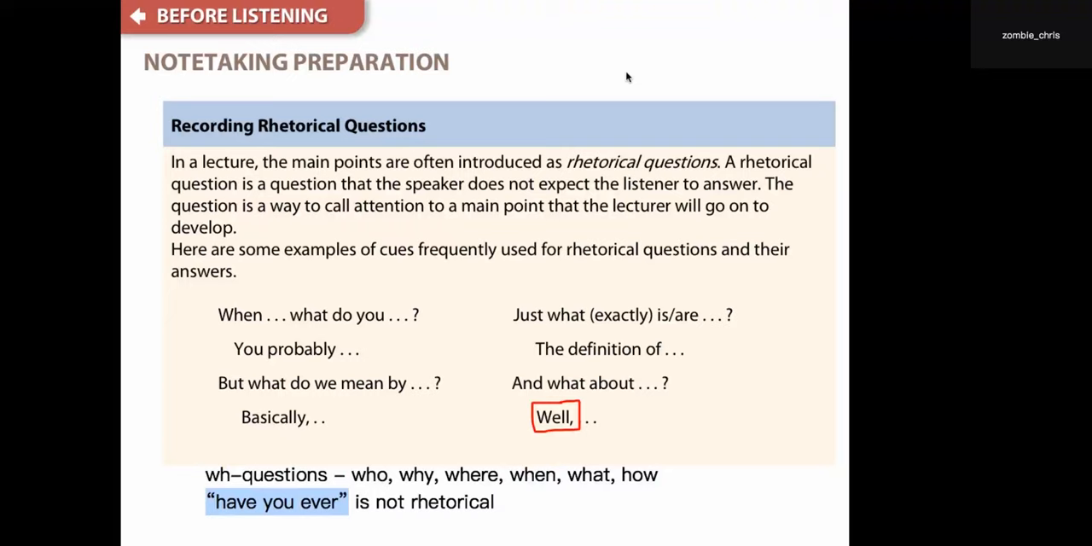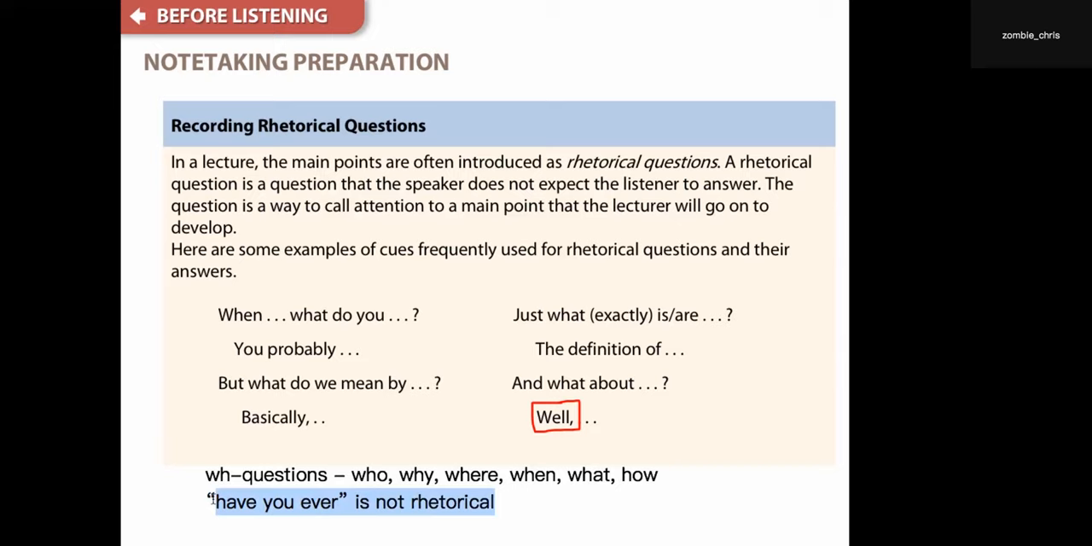I know that you're often tempted to use this in writing. You're often tempted to use this in speeches, but you shouldn't be using have you ever to so-called create interest. It is not a rhetorical question because the answer will change depending on the experience of the people that you are asking. When you ask a rhetorical question, it has to introduce a supplemental point, or it has to introduce a main point, and it has to be a question which is anticipated that other people will want to know the answer to.